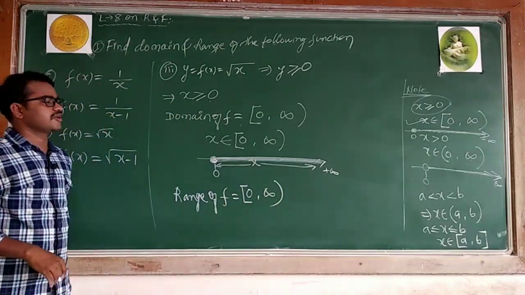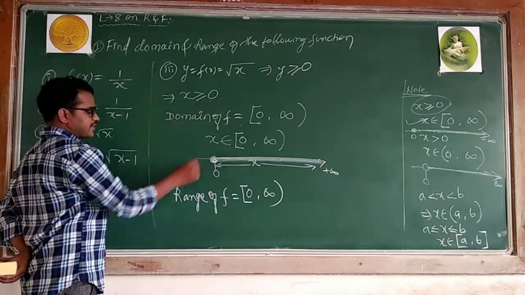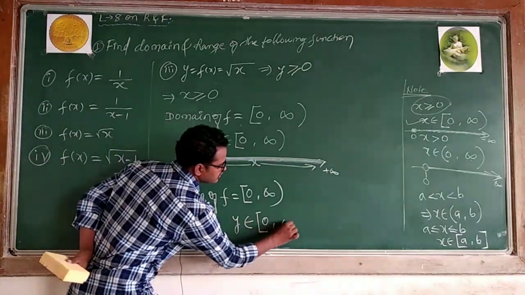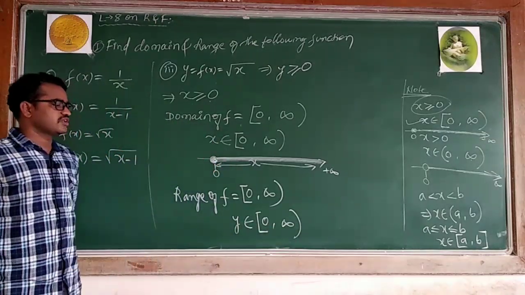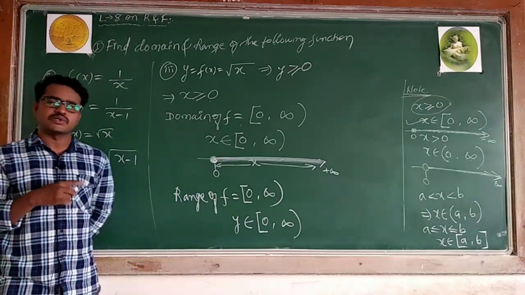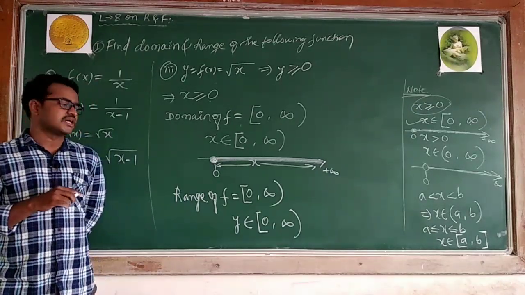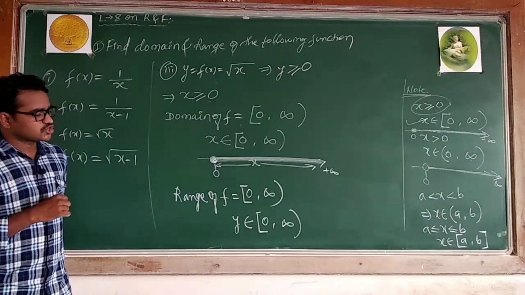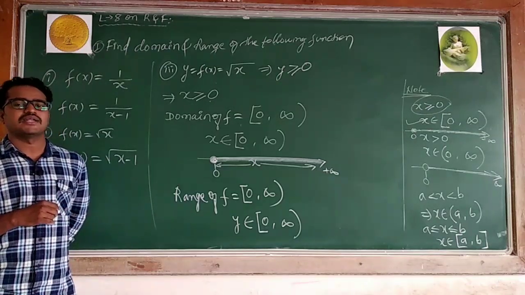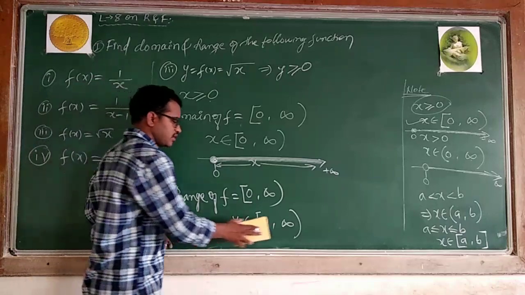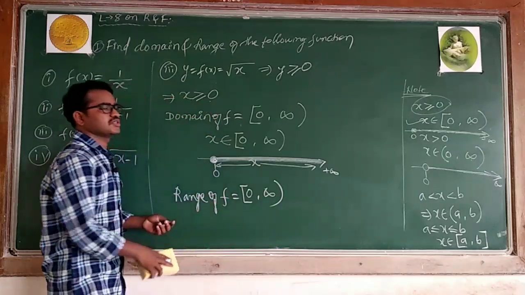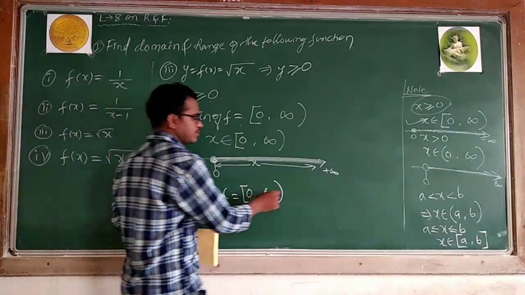This is the third problem. What is the domain? Domain is the x value. Range is the y value. Y belongs to 0 to infinity. The x value and y value are the same. When you take x value 0, you will get 0. Then root 1, root 2, root 3, root 4, root 5, root 6. You can get any root value. So the range is the square root of the positive real numbers. You may get anything.